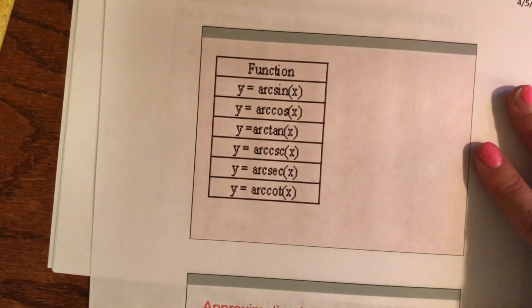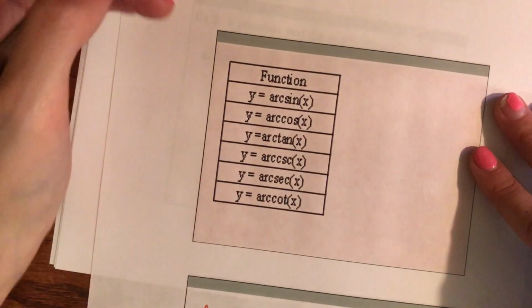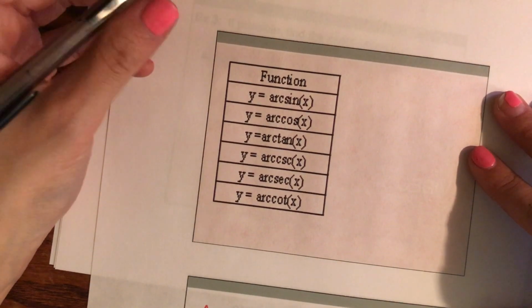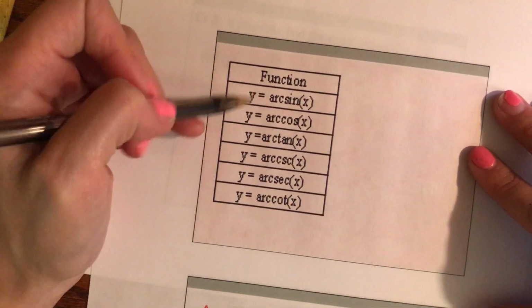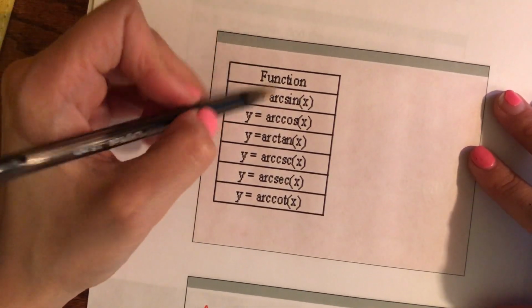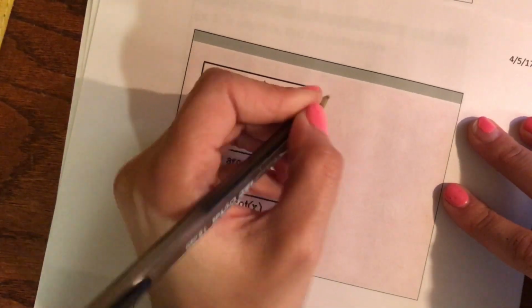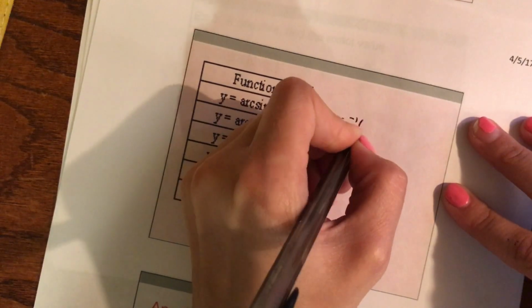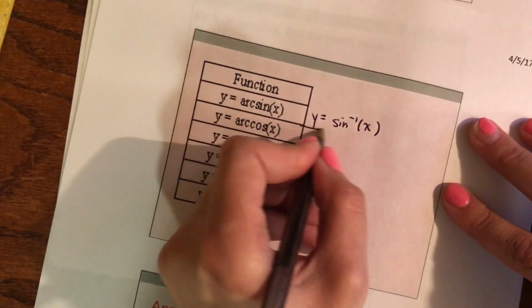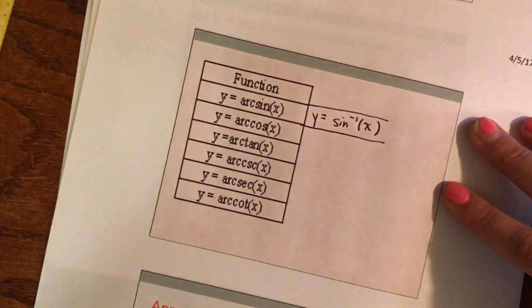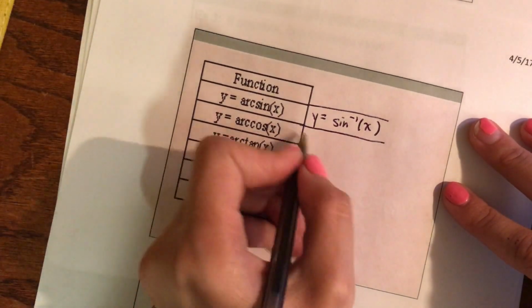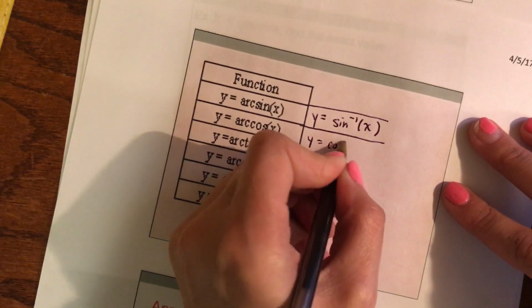But there are 6, because the only way to undo sine, cosine, and such is to do the inverse sine. Now, this is a different notation. Arc sine is the exact same thing as inverse sine of x. So these are the exact same thing. They're just 2 different ways to write it. Same thing, this is the same as inverse cosine.